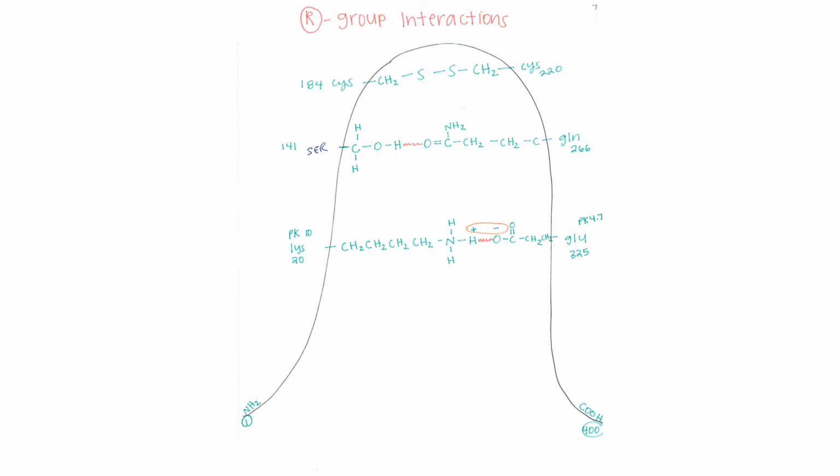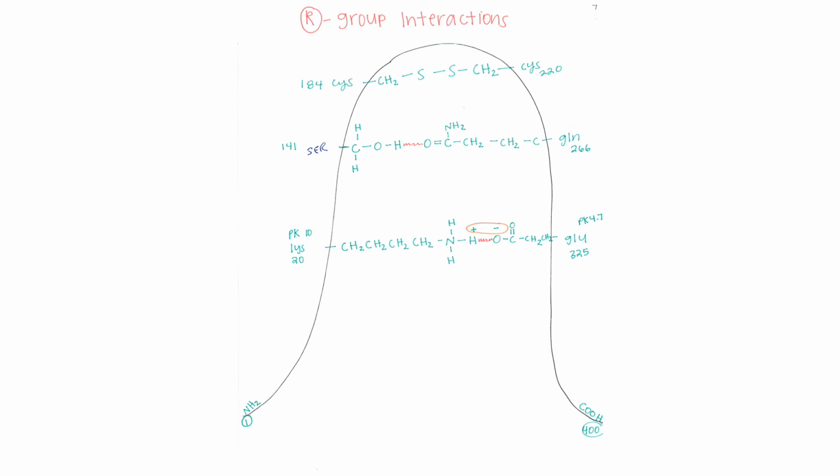Finally, the precise position of these amino acids on the structure is what allows these things to interact. So we have serine at 141 and we have glutamine at 266. They have to be there in order to interact. If there wasn't a serine there, of course it wouldn't interact. You wouldn't get that structure. If the serine was at 143, you wouldn't get the interaction. If the glutamine was at 267, you wouldn't get that interaction.